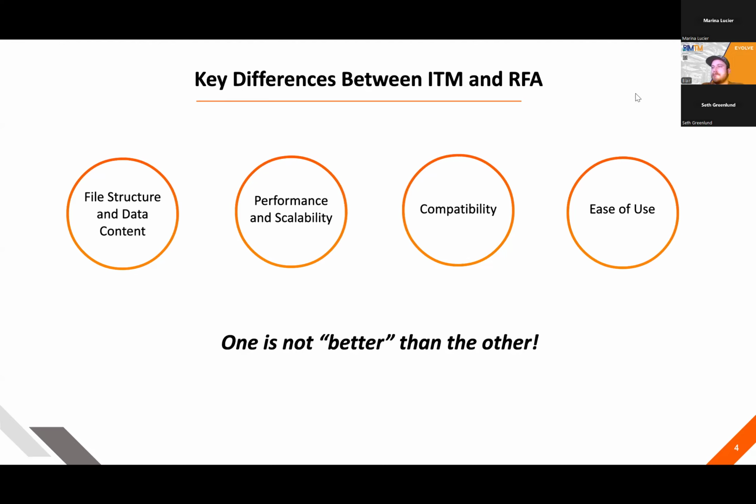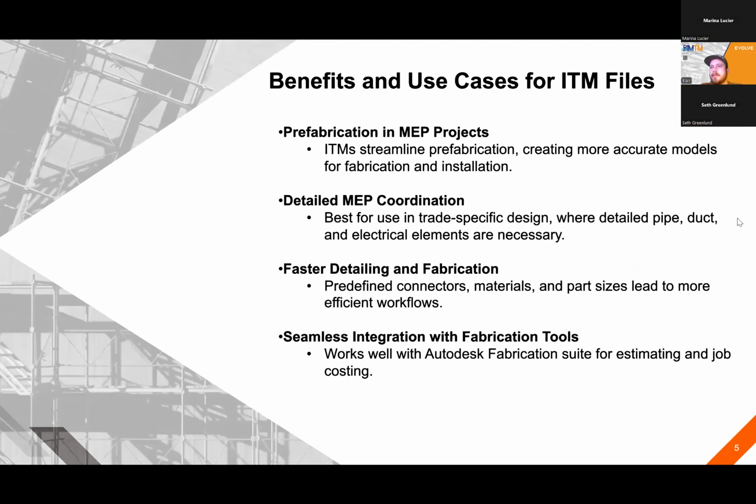Next slide. And then we've got benefits and use cases for ITM files. Prefabrication MEP projects: ITMs streamline prefabrication, creating more accurate models for fabrication and installation. This is true because it uses real fitting data from manufacturers. Therefore, you can get accurate cut lists for your prefabrication. Detailed MEP coordination, same thing, using the right parts and pieces from the manufacturer in those ITMs and coordinating accordingly to those, you'll have a much more coordinated system.